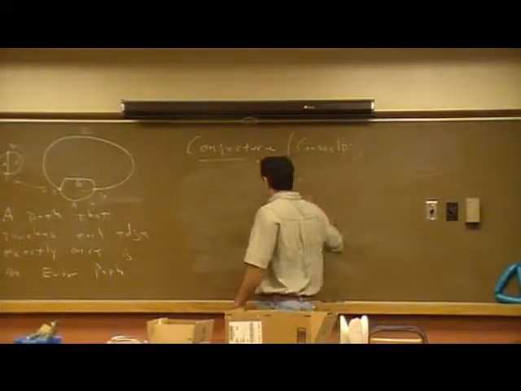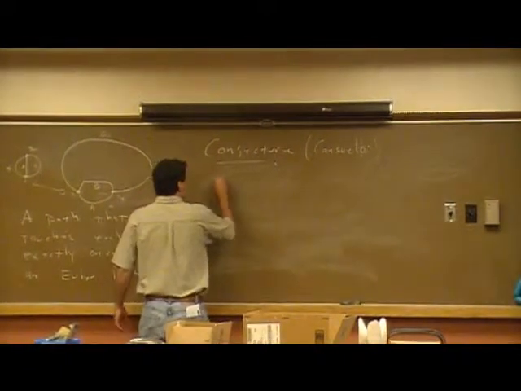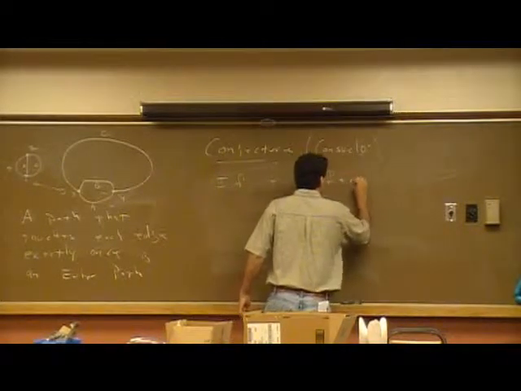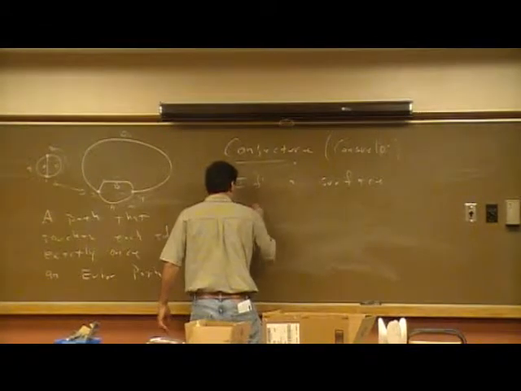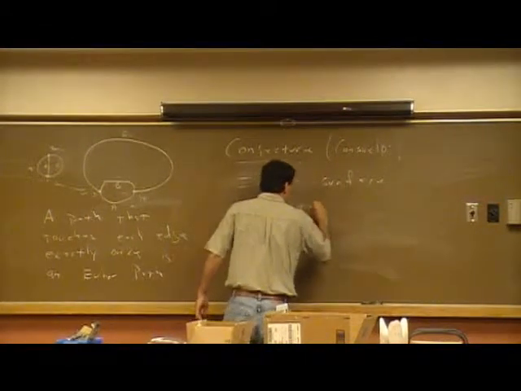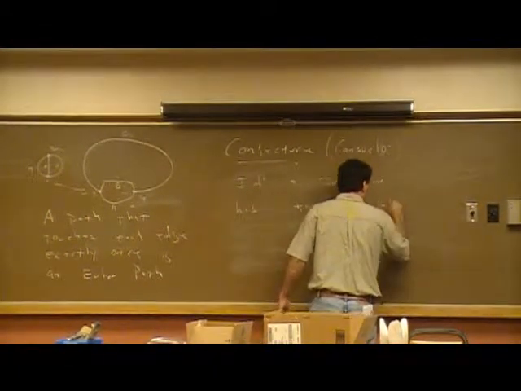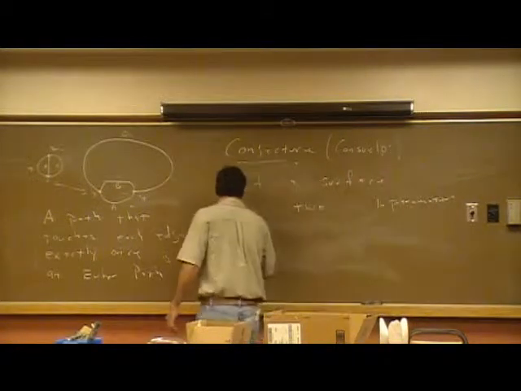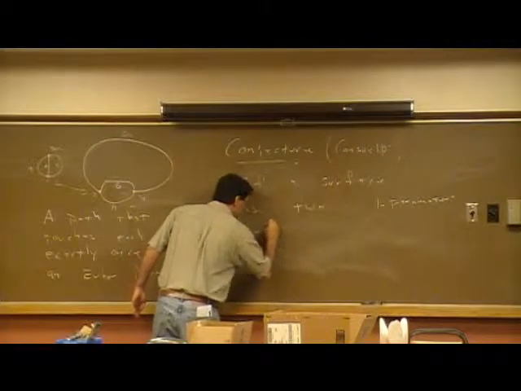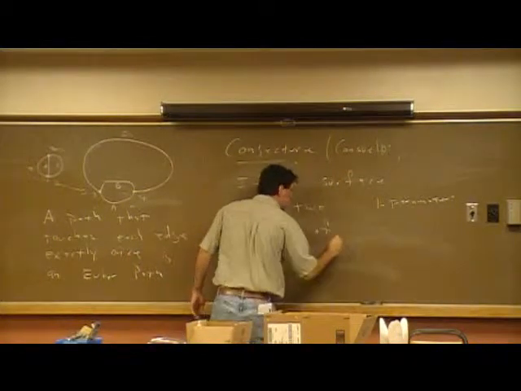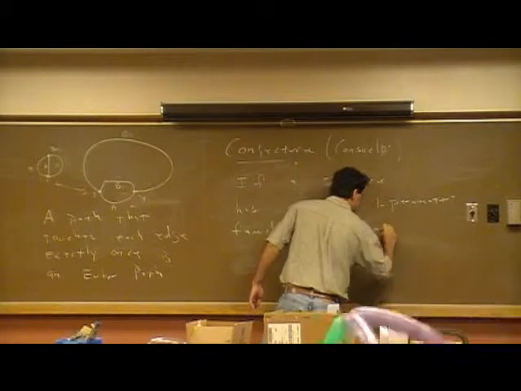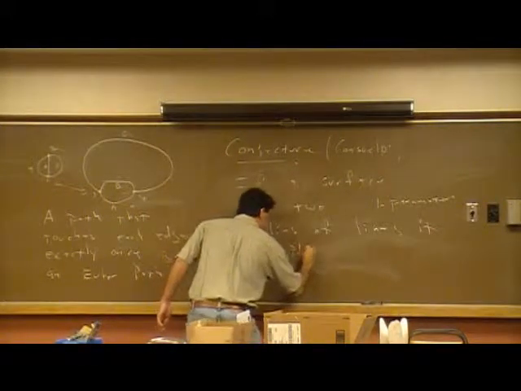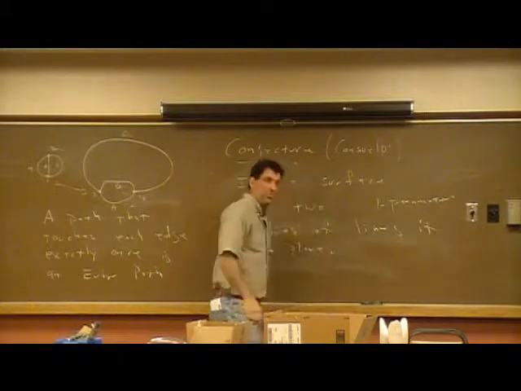So, conjecture: if a surface has 2 1-parameter families of lines, it is a plane. So we'll think about that.